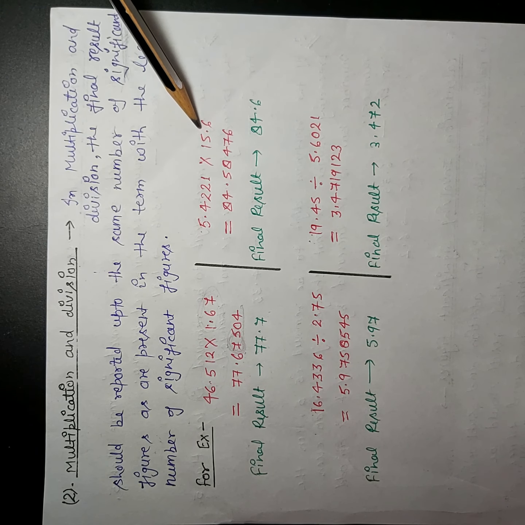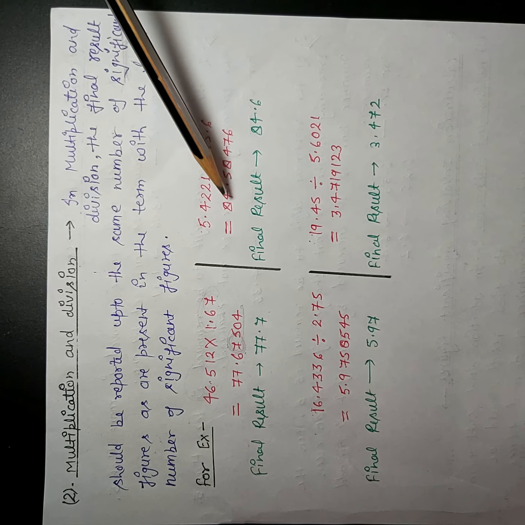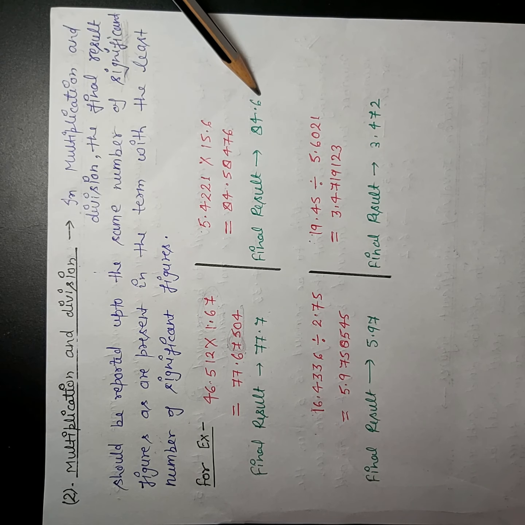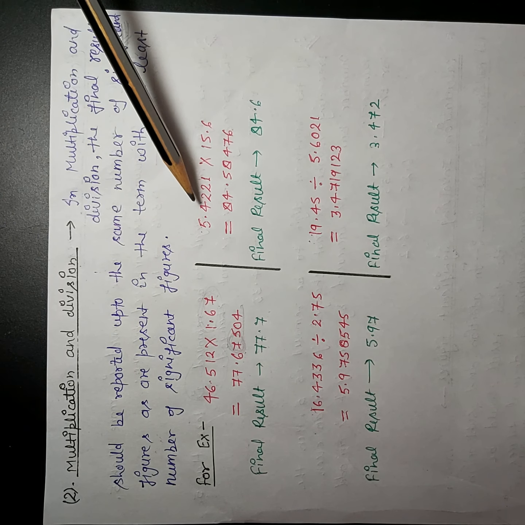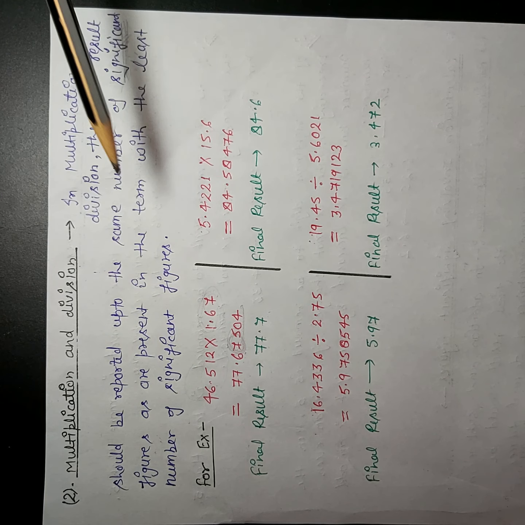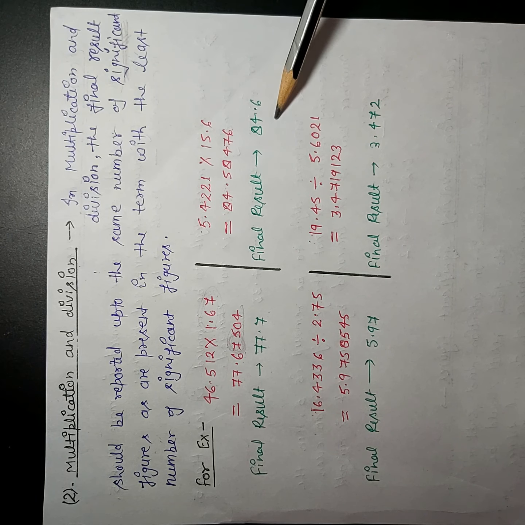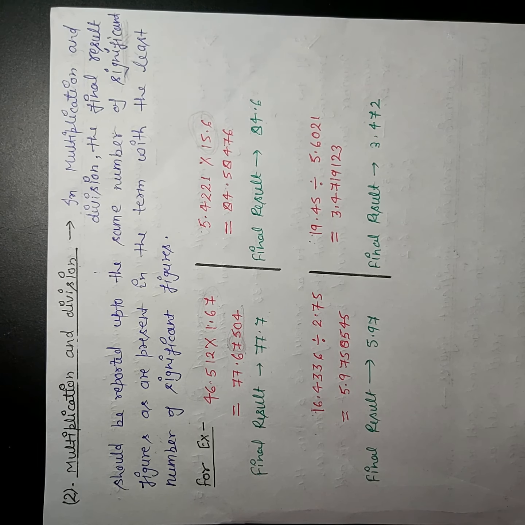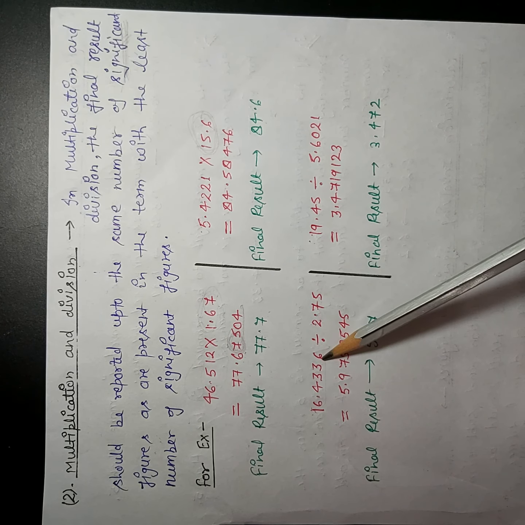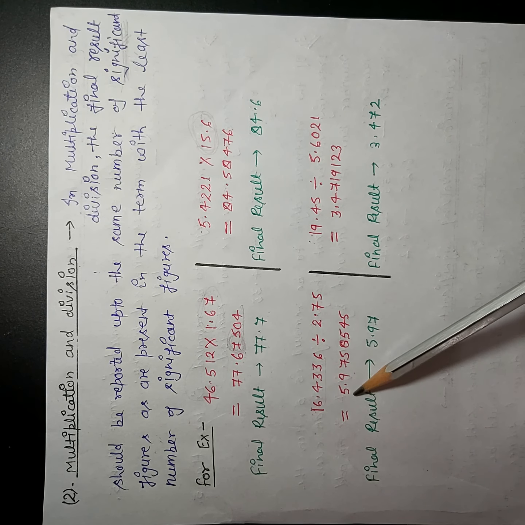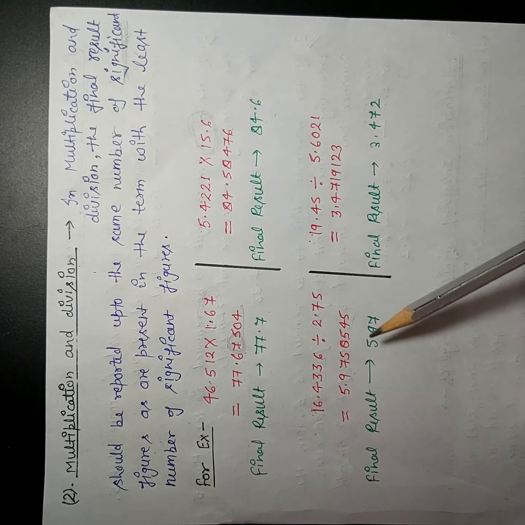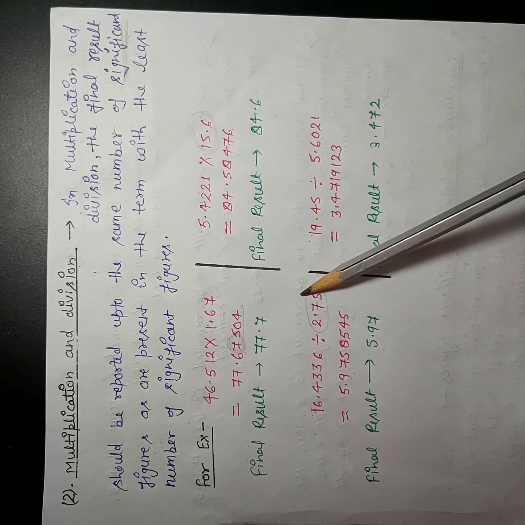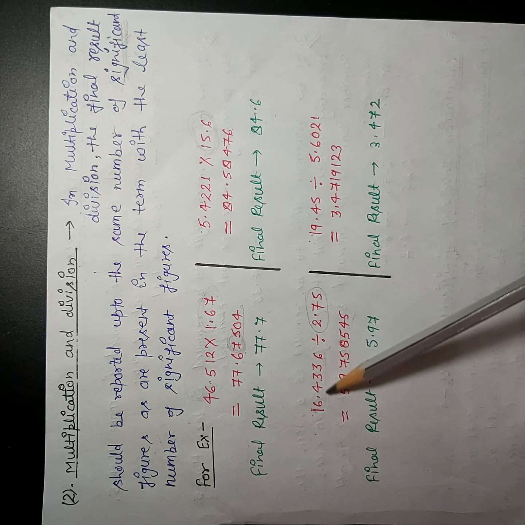Similarly, 5.4221 multiplied by 15.6, your answer will be this, but this is not your final answer. Your final answer will be 84.6. Why 84.6? Because it has 3 significant figures, it has 5 significant figures, and you have to round this off to 3 significant figures, because it has the least significant figures. Similarly, when you divide this digit by this, you will get this, but this is not your final answer. Your final answer will be 5.97, because it has the least significant figures, 3 significant figures, and here significant figures are 6.